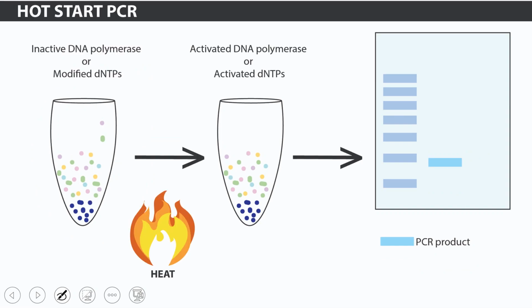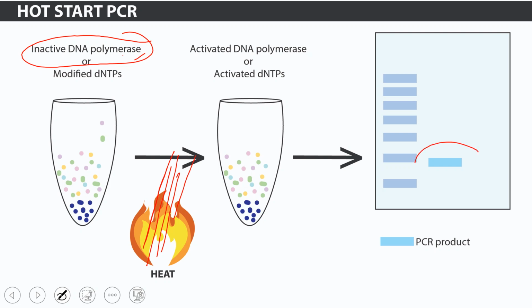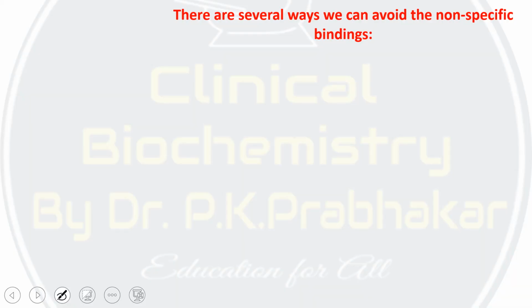But in the case of hot start PCR, the DNA polymerase will be inactivated or separated from the DNA template. Because of that, this polymerase cannot polymerize the reaction until the heating process. Once heating happens, the DNA polymerase becomes active, extension and elongation will take place, and the PCR process will start. In that case you will get only the PCR product. So non-specific extension or elongation of the DNA will be stopped here. That is the advantage of hot start PCR.